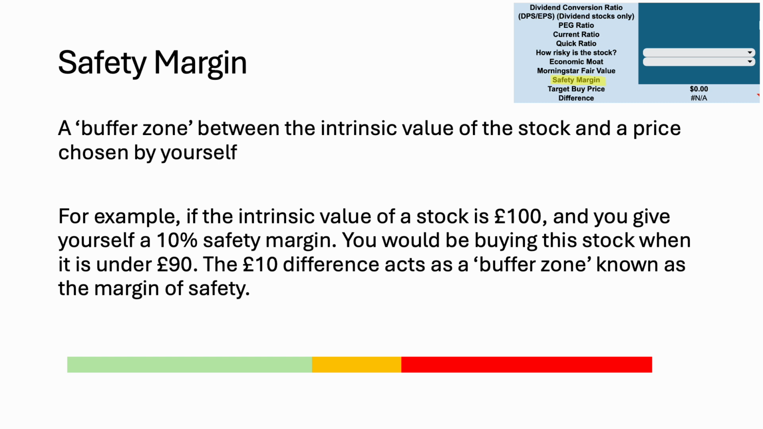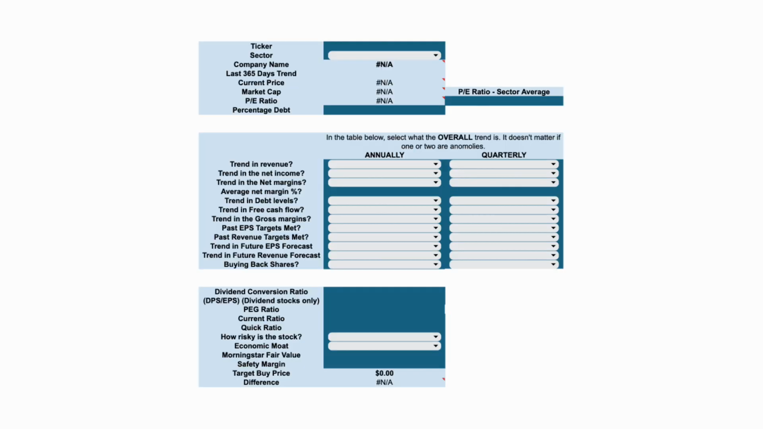If I show you this visually, you can see the fair value of the stock being $100, and then you've got a 10% safety margin on each side, and then you've got a $90 target and $110 as a maximum upper limit. So anywhere in this green range, less than $90, it's a buy, and anywhere in the red region, you'd avoid it. So that's a summary of the template that I've made.